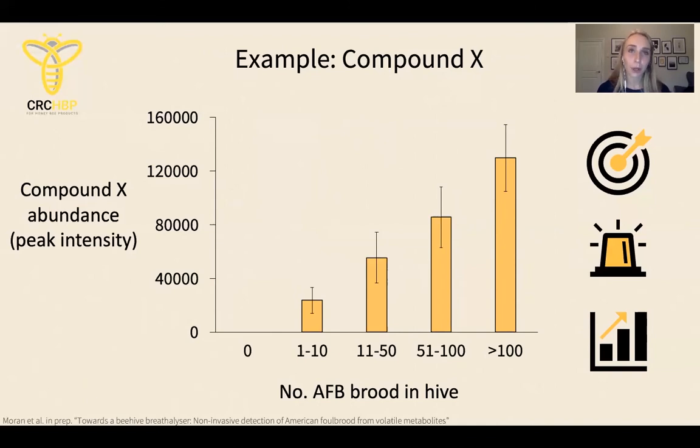This is a basic plot of the results we had of one of our compounds. This axis is the compound abundance, so a measure of the size of that peak in the mass spec reading. And this is the number of AFB brood in the hive. So you can see that the compound is absent in healthy hives, but as soon as there is just a handful of AFB cells, we can detect that compound. And as the infection gets worse, the compound increases, which I think is pretty cool.